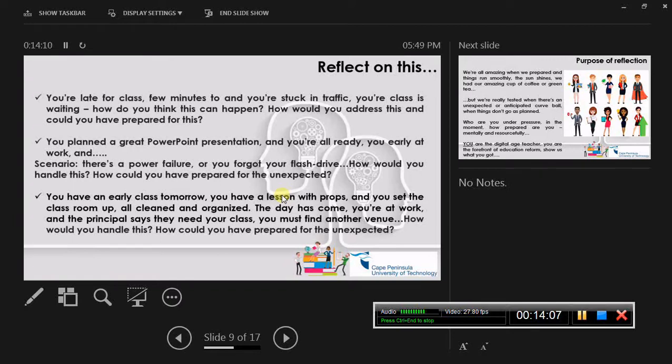And then thirdly, you have an early class tomorrow. You have a lesson with props and materials and you're all excited. You set up the classroom, it's all clean and organized. The day has come, you're early at work, you're ready, and the principal says they need your classroom. Now you must find a different venue. How are you able to handle this? How could you have prepared for the unexpected? So you have an idea of how you can present something, but mentally you need to have a strategy and a contingency plan in case of a curveball.